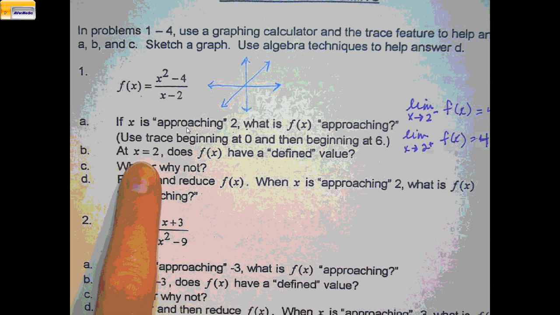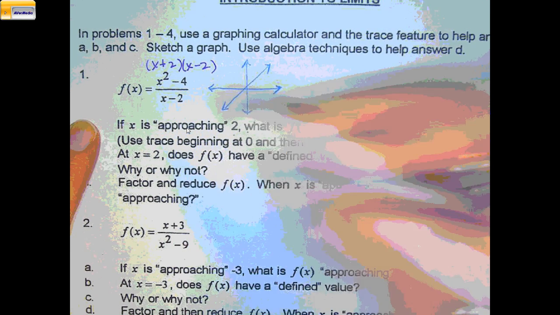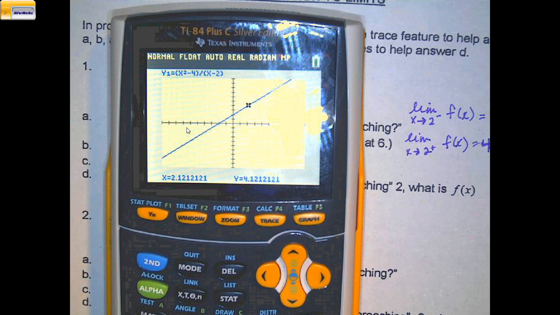Yeah, if you factor this thing, Carson thought real fast and said, oh, it's going to cancel out and you're going to get a hole. Here's the other way you can find that, because sometimes you're not going to be able to just look and know. So we hit second window.